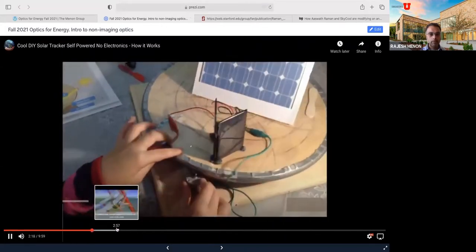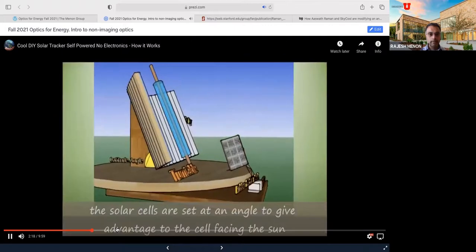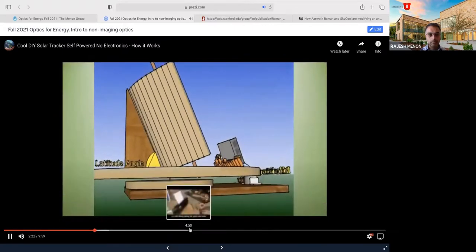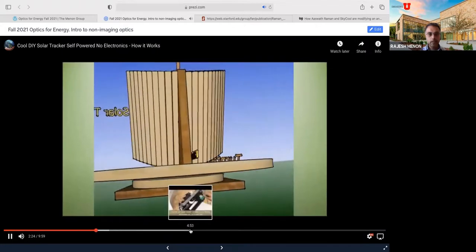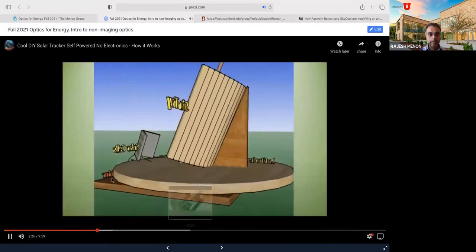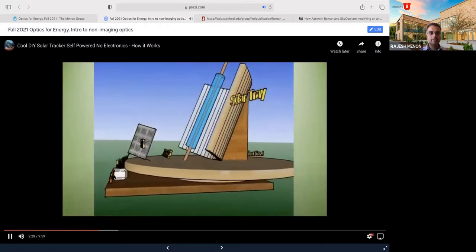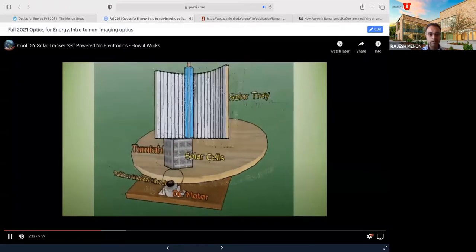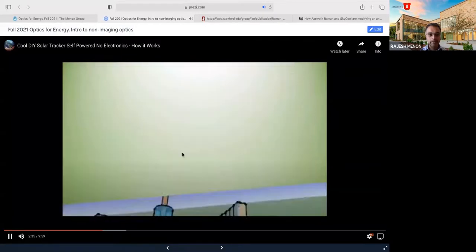Let me show the final. Yeah, so it's a turntable driven by a motor. It's a nice project from, I think, a middle school, and you have solar cells.